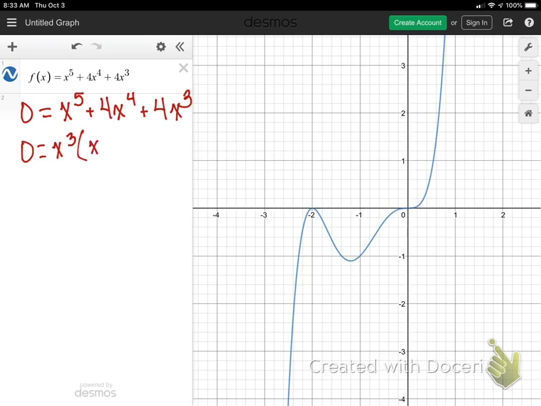So then I've got x squared plus 4x to the 1st plus 4. Okay? Can I factor x squared plus 4x plus 4? I'm looking for two numbers multiplied together that give me 4 and added together give me 4. 2 and 2.